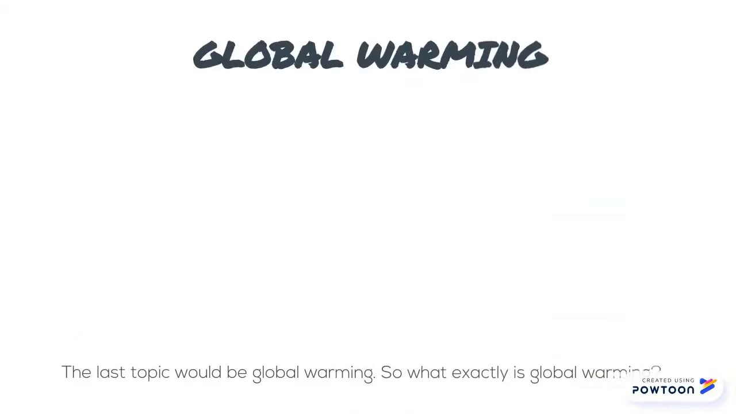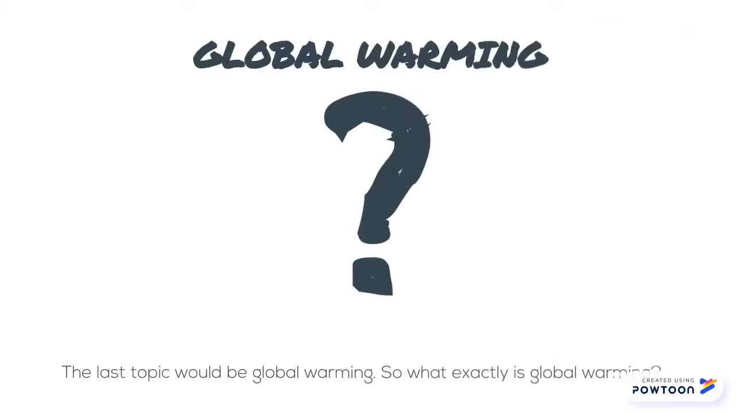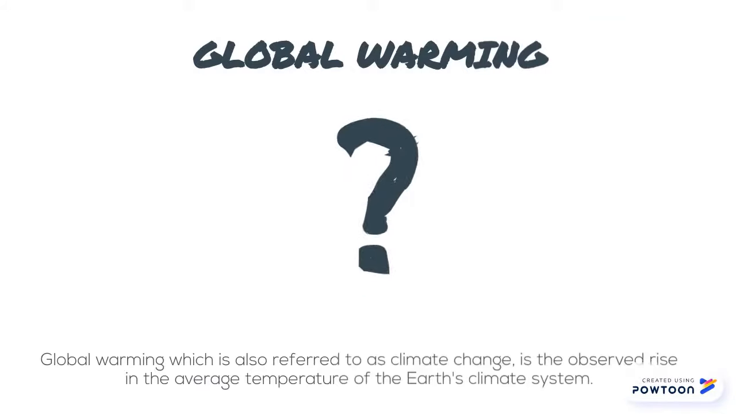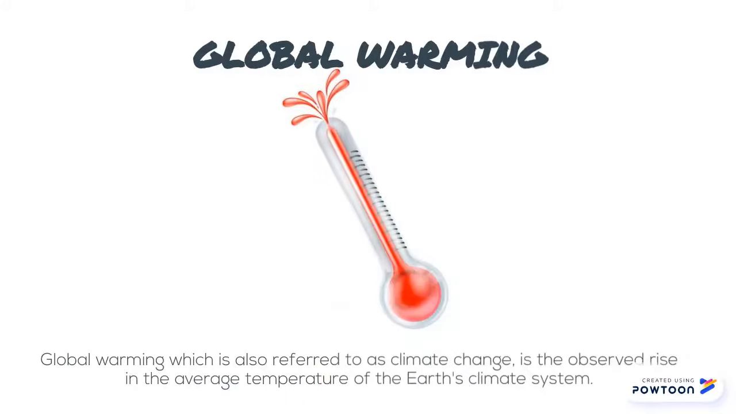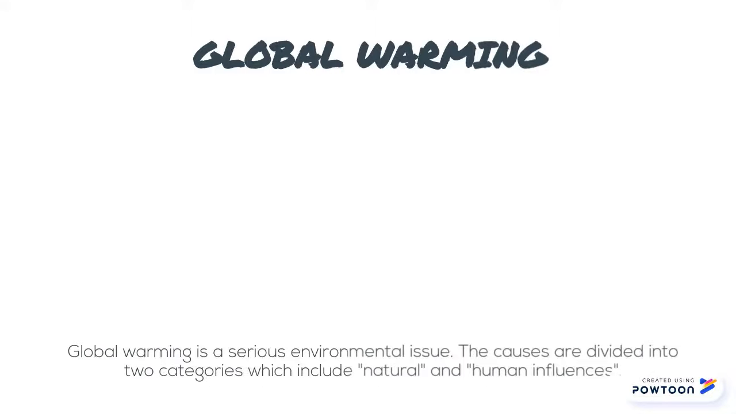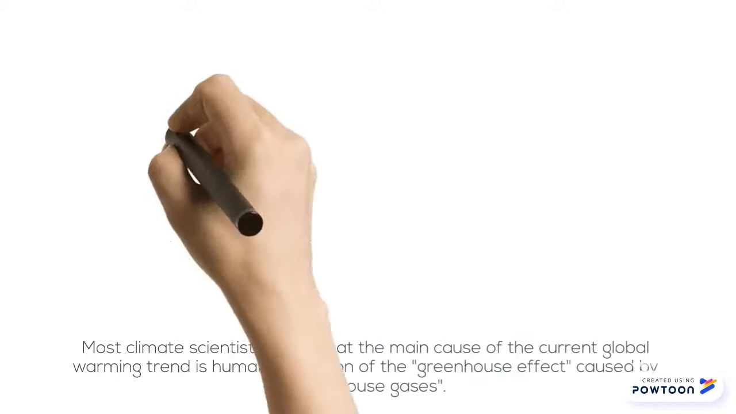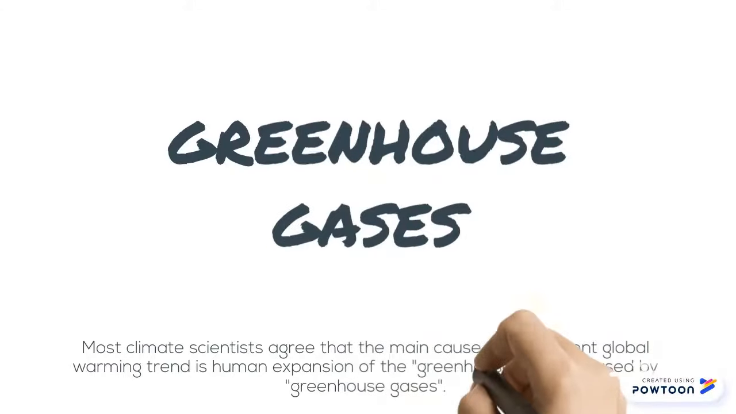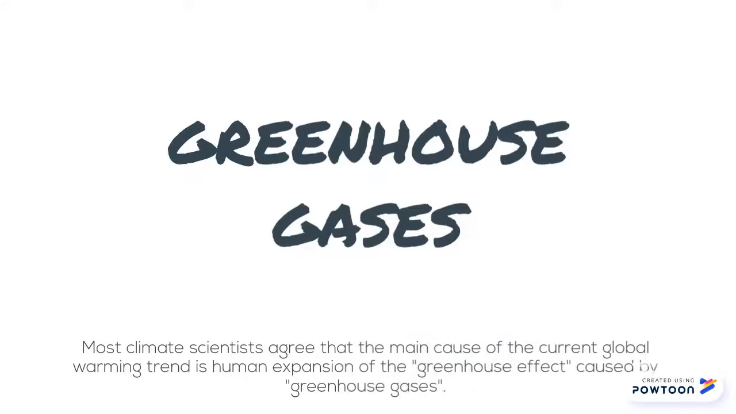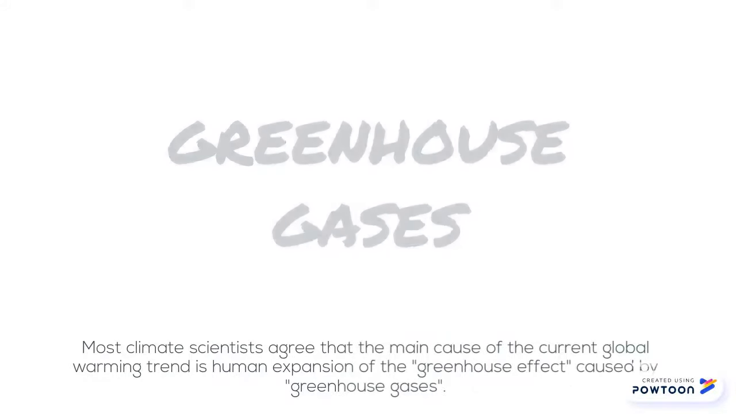The last topic would be global warming. So what exactly is global warming? Global warming, which is also referred to as climate change, is the observed rise in the average temperature of the Earth's climate system. Global warming is a serious environmental issue. The causes are divided into two categories, which include natural and human influences. Most climate scientists agree that the main cause of the current global warming trend is human expansion of the greenhouse effect caused by greenhouse gases.